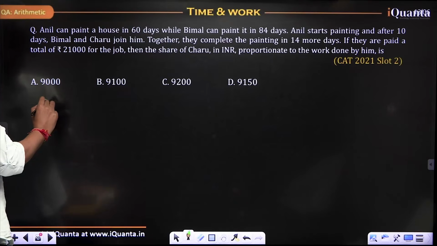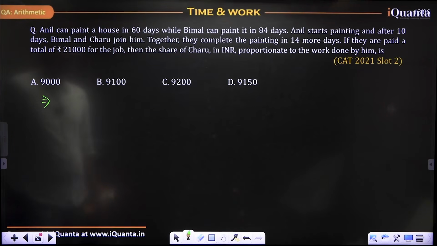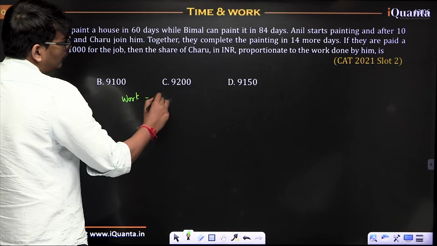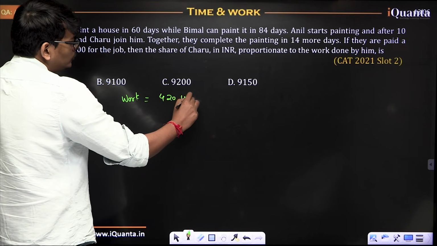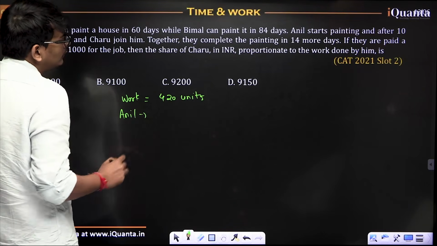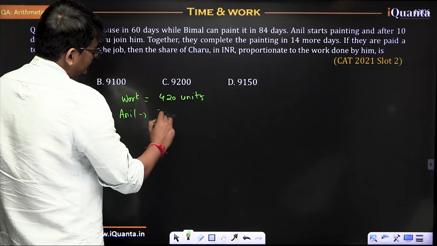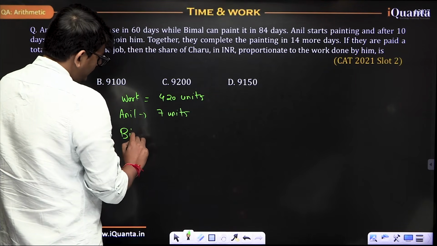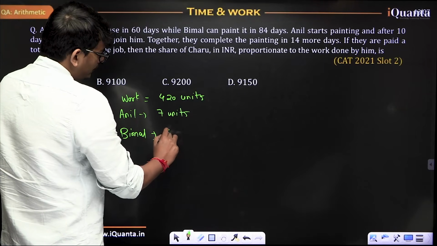Anil can paint a house in 60 days. Bimal can paint it in 84 days. So work is 420 units, the LCM of these two. Efficiency of Anil, guys, 420 by 60, 7 units. Bimal's efficiency will be 5 units.